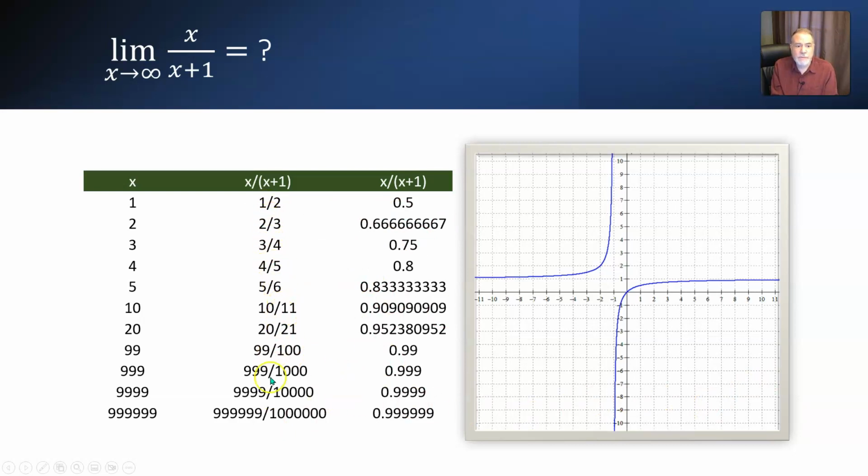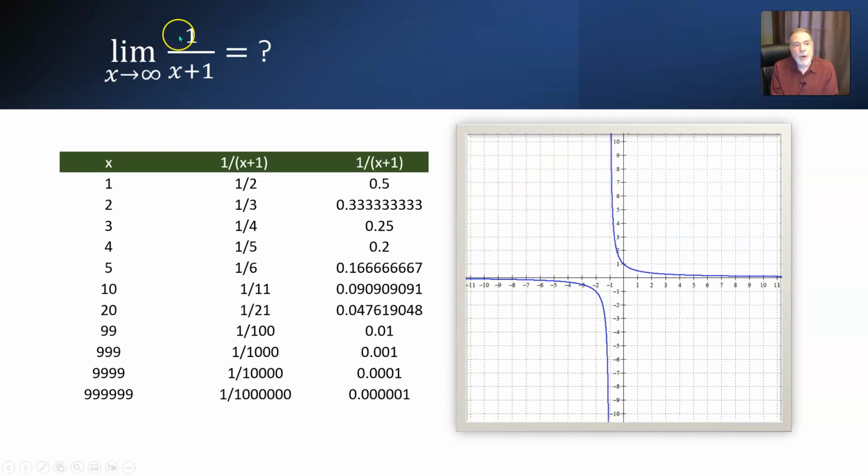This column shows them in fractional form, this column shows them in decimal form. And here's the graph of the function x over x plus 1. And x approaching infinity is like saying what happens as we go off sort of forever to the right. The graph seems to be leveling off. And the points on the graph with really big x coordinates all have y coordinates that are really close to 1. So that's what the limit is. The limit is 1.